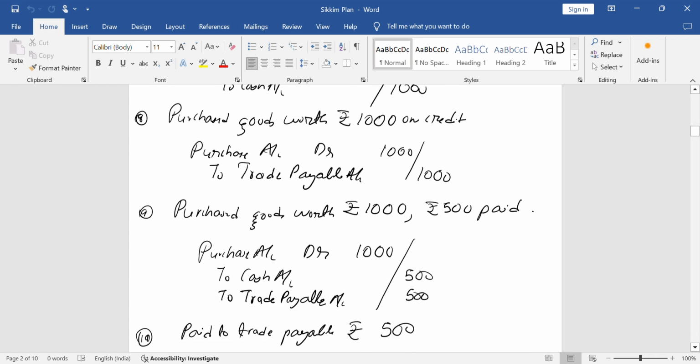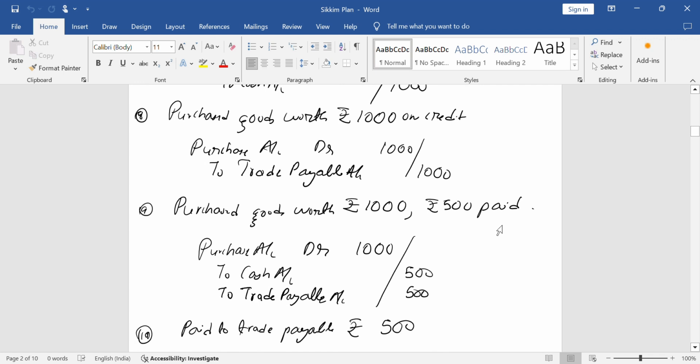Purchased goods worth rupees 1000, paid 500. It means you have purchased goods worth rupees 1000 and you have paid 500 rupees cash, and still 500 rupees is yet to be paid. So what you will do? Purchase account, as merchandise is coming to my business, it is increasing my asset base, so asset increase means debit. I have debited purchase account to cash because cash is reducing, cash is going out of the business, so cash account is credited because asset decrease means credit.